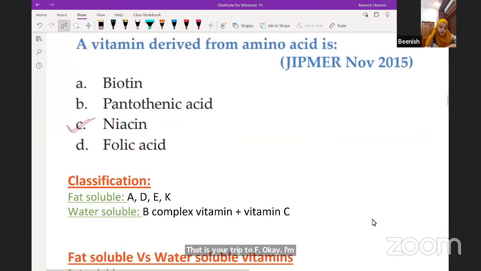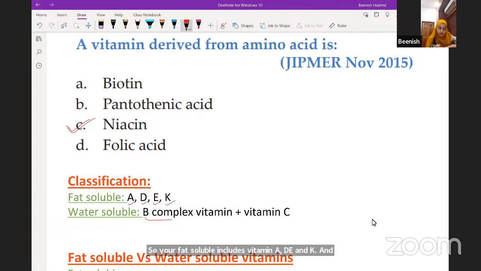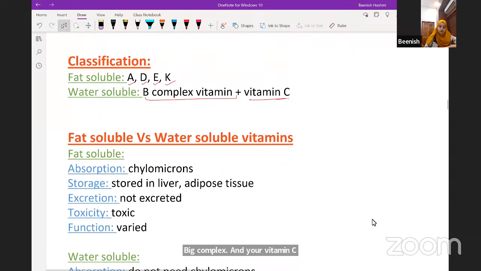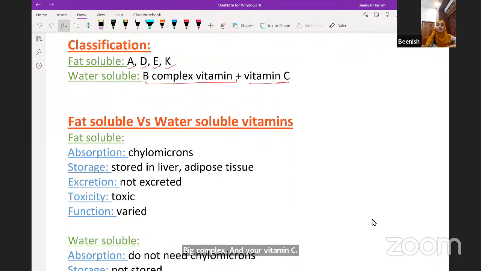Now moving on to the classification of vitamins. Your vitamins are classified into fat soluble and water soluble. Your fat soluble includes vitamin A, D, E, and K. And your water soluble vitamins are your B complex vitamins and your vitamin C. So today we'll be talking about fat soluble vitamins, and in that specifically vitamin A.